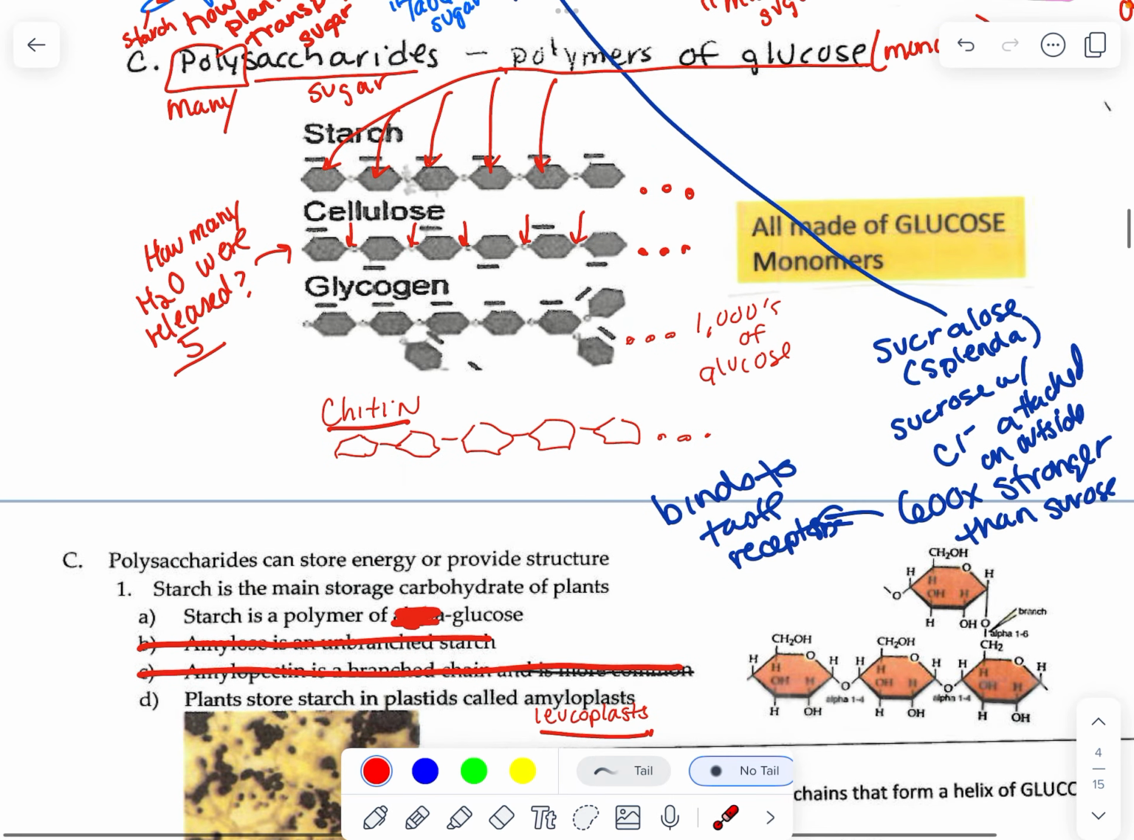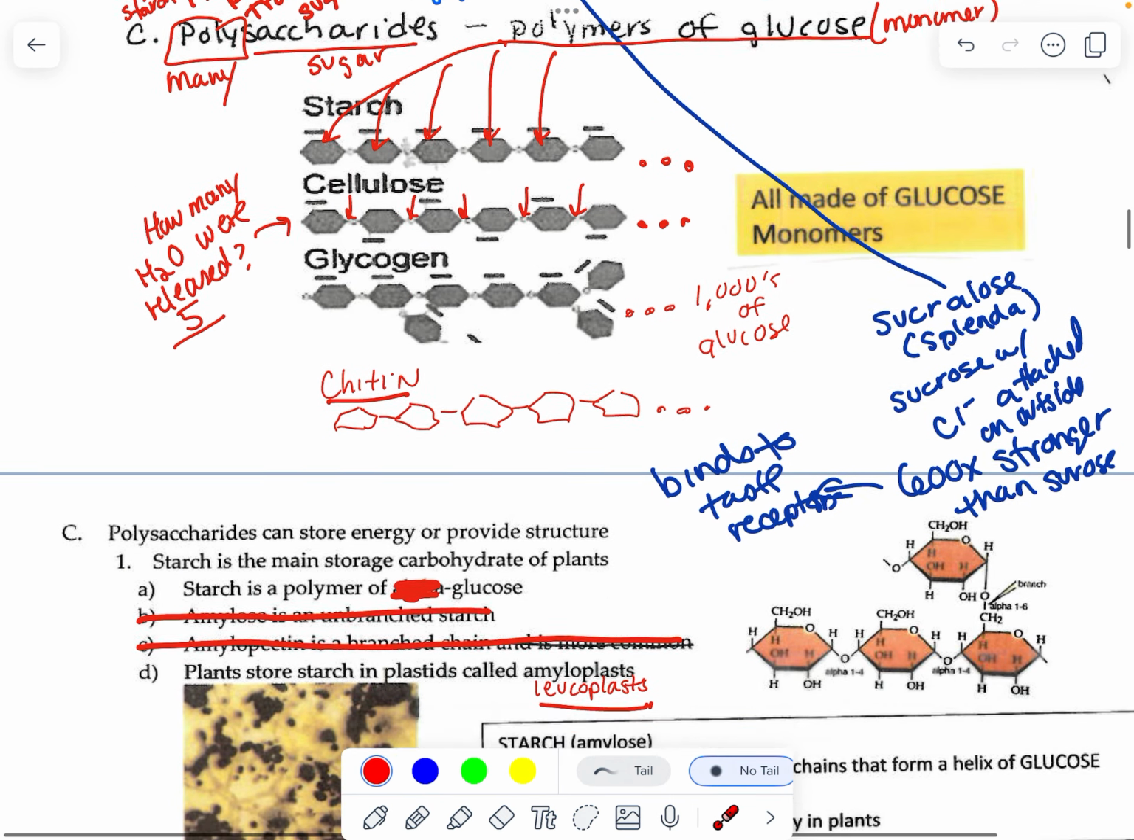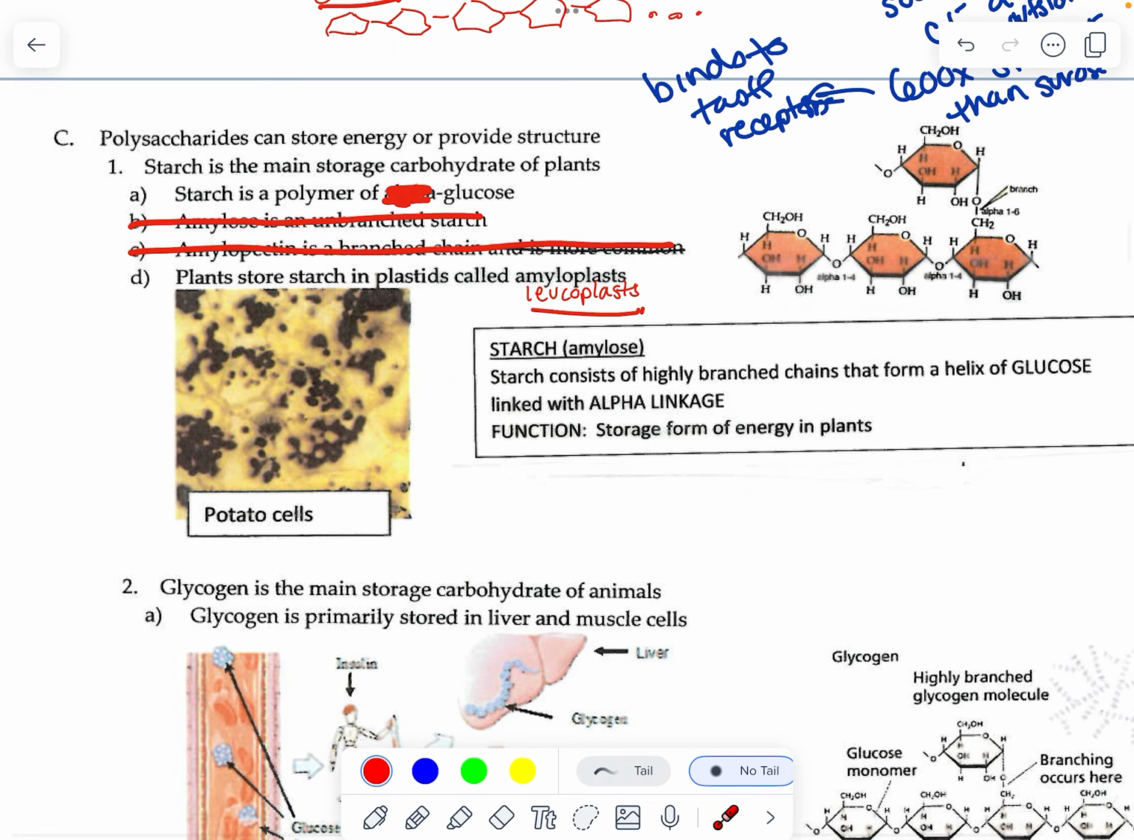So let's take each one of these. We're going to talk about starch, glycogen, cellulose, and chitin, just kind of in detail. First, we'll talk about starch. Okay, so starch, here we go. Starch is a storage carbohydrate, and starch is how plants will store sugar, okay?